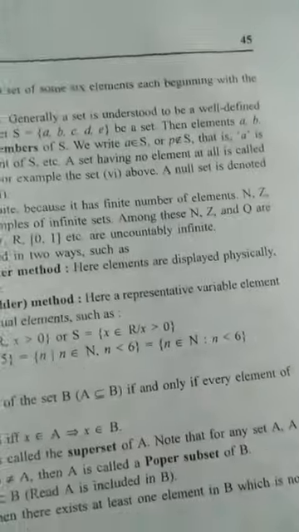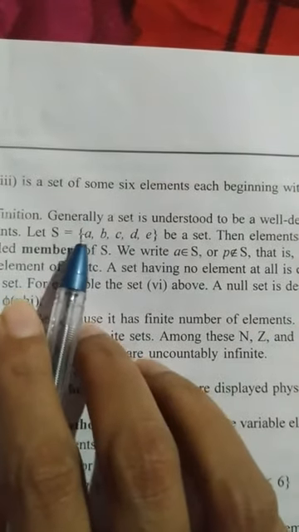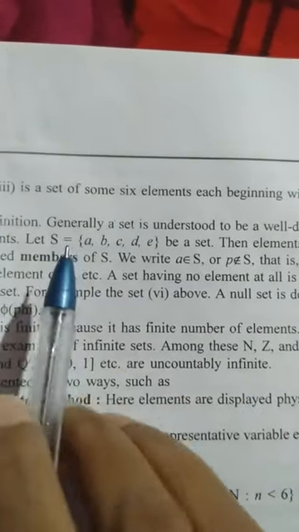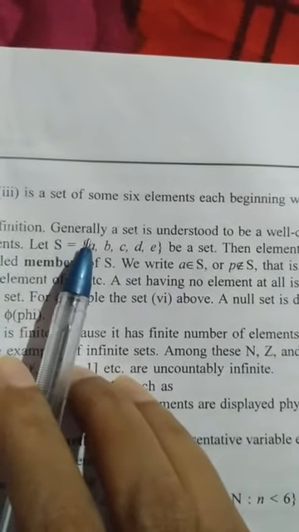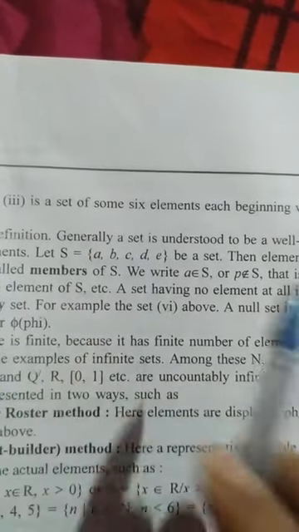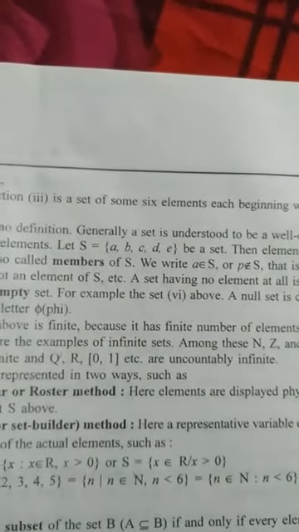Now a set is represented, see, S = {A, B, C, D, E}. It is a set and it is represented by giving a second bracket like this, and A, B, C, D, E are called the elements of this set S.